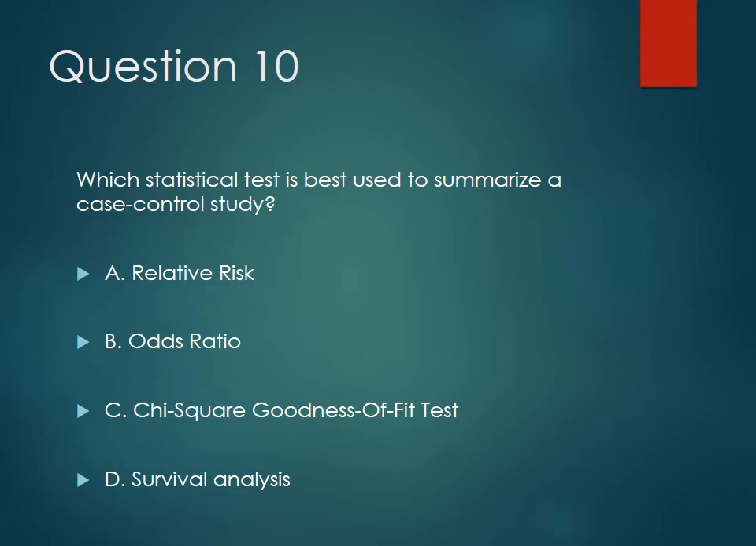How about survival analysis? Survival analysis is usually looking forward. You're looking at them as they die off or the event occurs. Okay, so that leaves us with odds ratio and relative risk. Which one do you think it is?